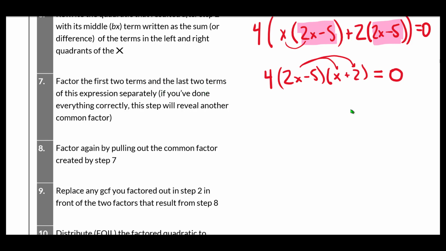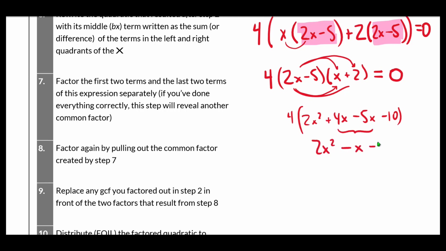Now what I might want to do, as I've said several times, is distribute everything through. So I'm going to FOIL this. That's 2x times x, that's 2x squared. 2x times 2, that's 4x. Negative 5 times x, that's negative 5x. Negative 5 times 2, that's negative 10. Still have the 4 out there. Let me combine these two terms. So that's 2x squared minus x minus 10.